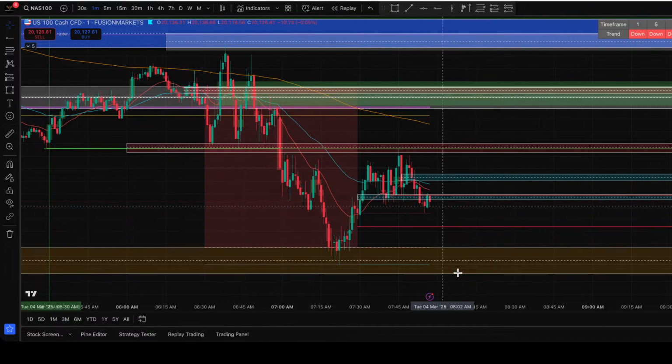I'd like to see this thing ripped right down and just give us that bearish confirmation as soon as possible. I want to see displacement candles. Don't want to see too much of this back and forth. Otherwise, it just ends up like the morning.